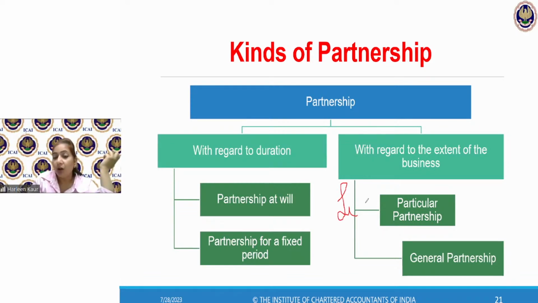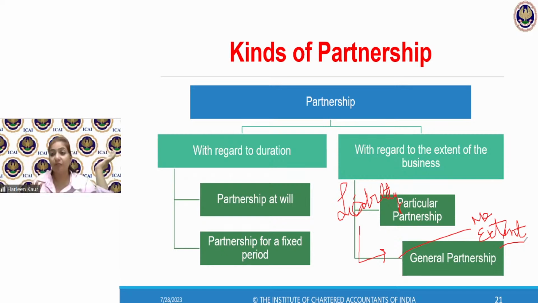It is different on the basis of liability. What is my liability in general partnership? It is unlimited, no extent. If I have liabilities, I might have to bring my personal assets, but I have to pay off the liabilities of partnership business. However, in the particular partnership, my liability is limited to that particular event.